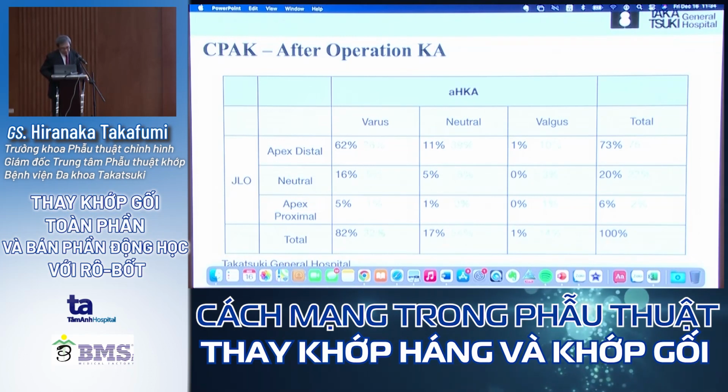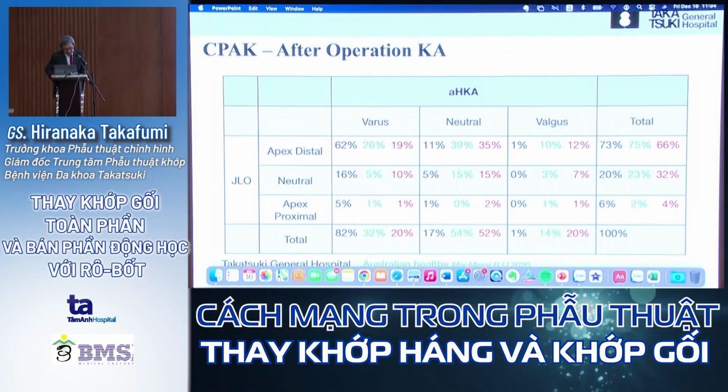But this percentage is quite different from the Western patient. In the Western patient, this category is not so many, like this. So the distribution is basically different. This is the Australian OA patient. The distribution is quite different.